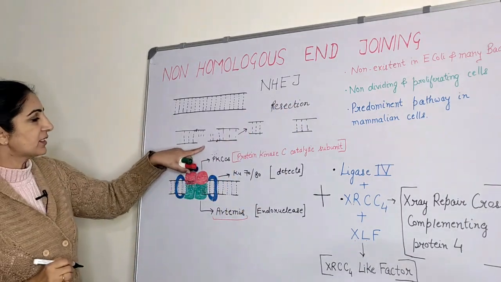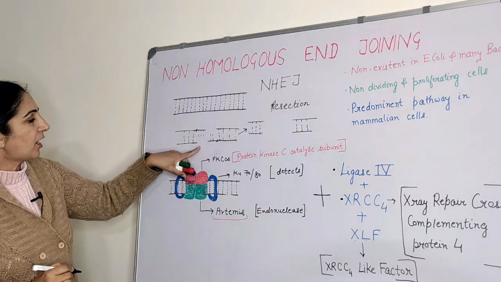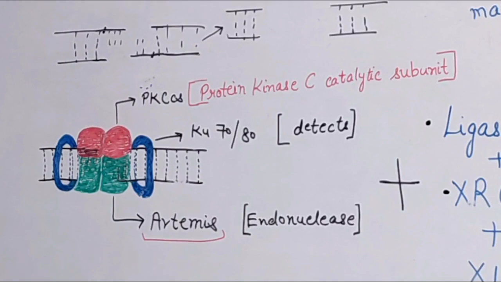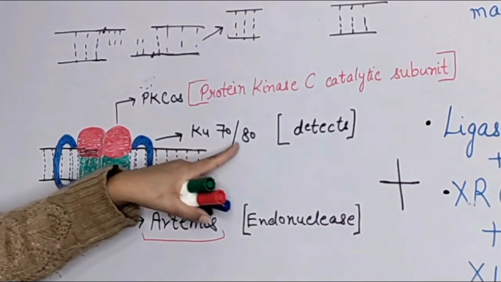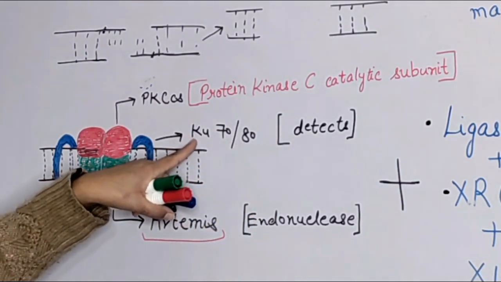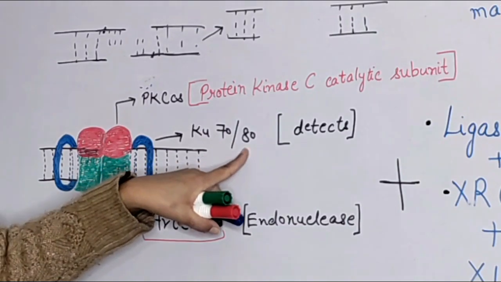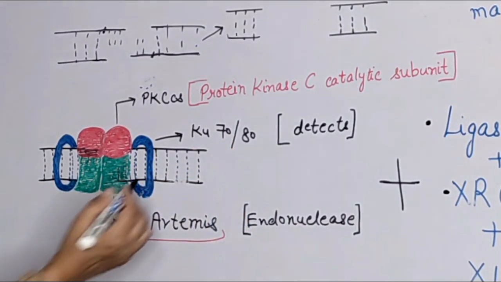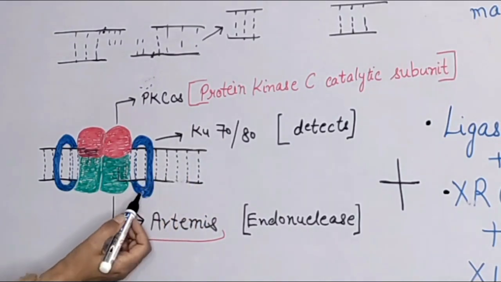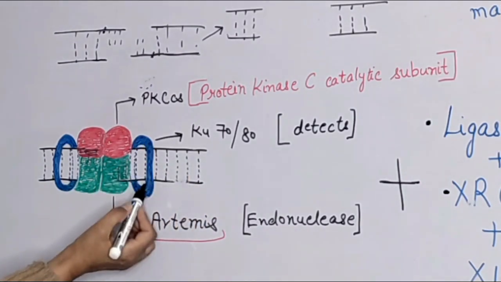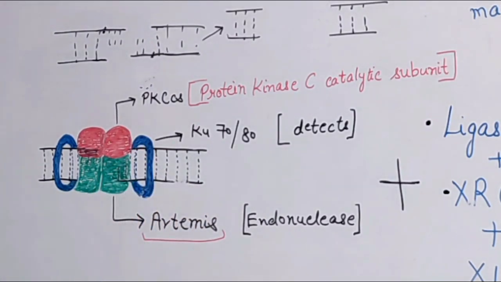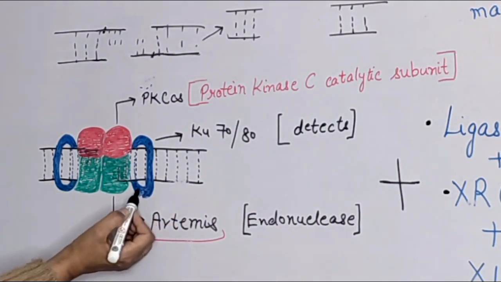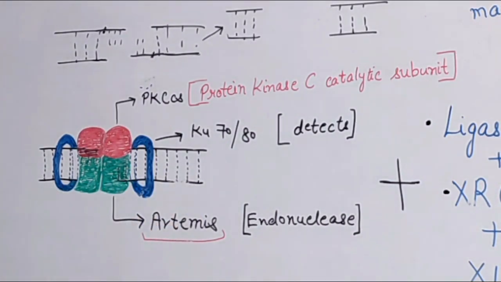To repair this kind of break, our body first of all recruits a protein known as Ku70/80, which is a kind of heterodimer. This protein comes and gets bound to the broken ends. It's a ring-like protein. It comes and joins to the DNA molecule near the broken ends.